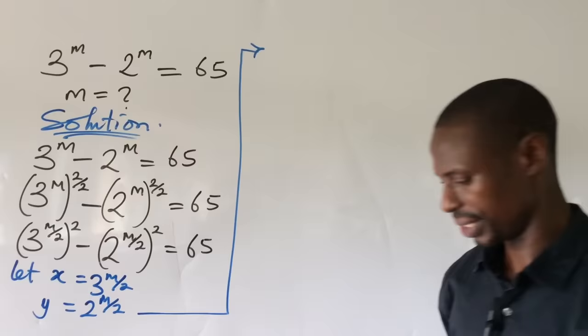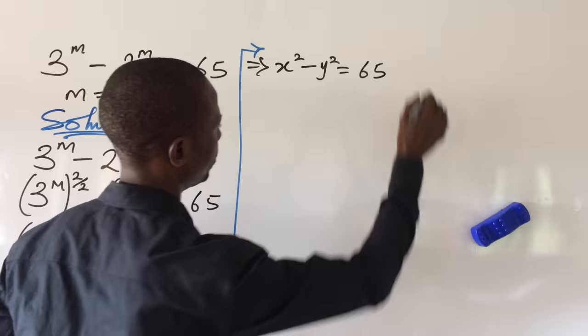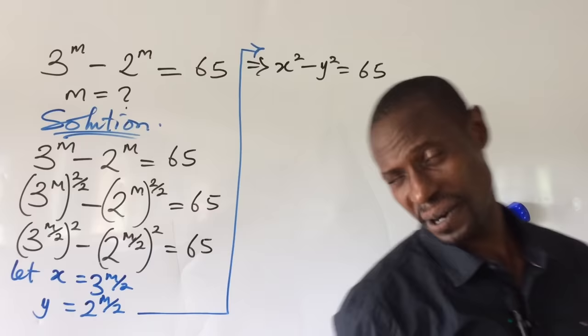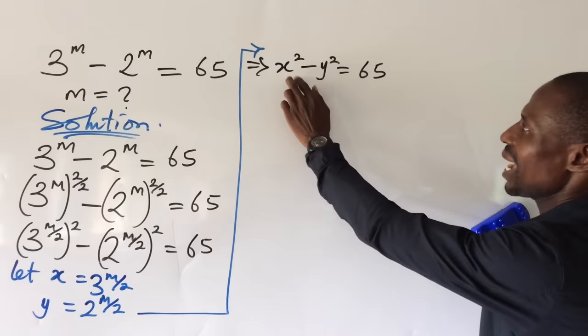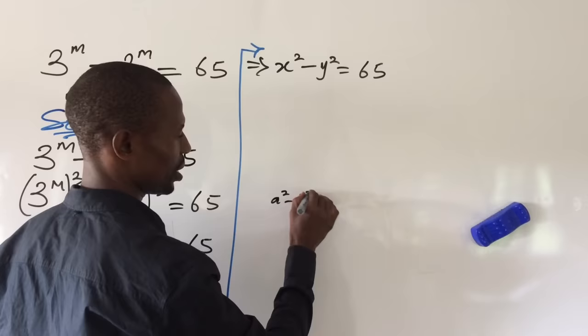If we do that, this now implies x squared minus y squared equals 65. Wow, the game is playing out now. All right, now let's look at this again. We can apply the difference of two squares because we have x squared minus y squared. So the difference of two squares says that if you have a squared minus b squared, this is equal to (a plus b)(a minus b).